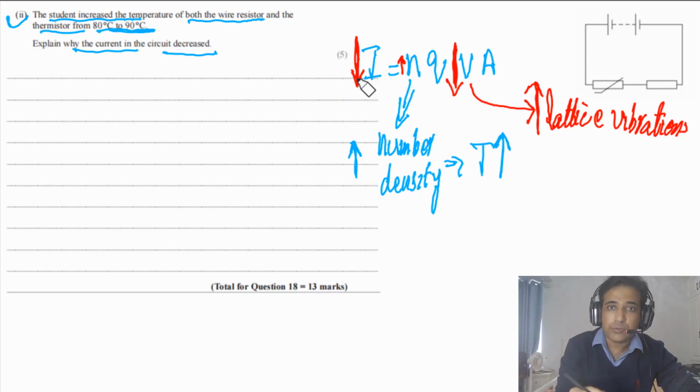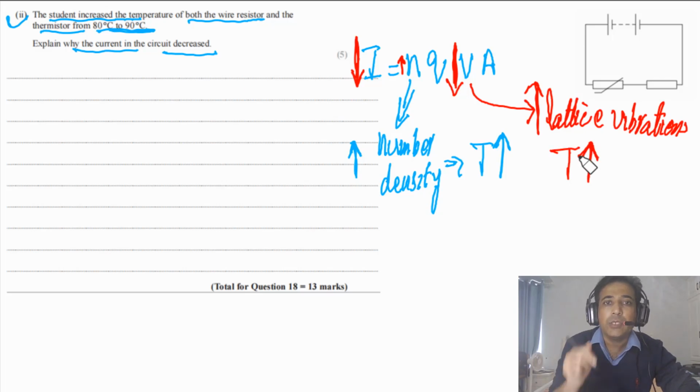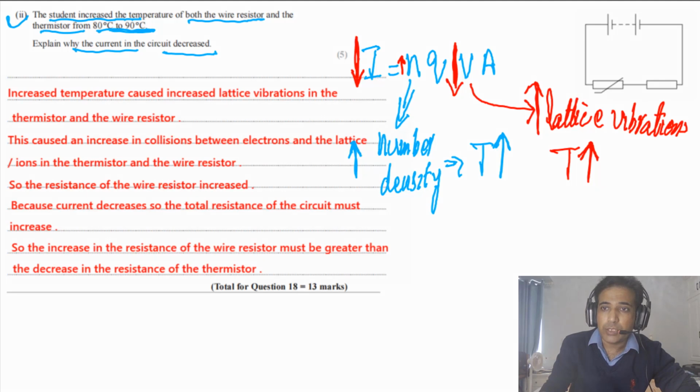So lattice vibrations increase with temperature. So this point we can also write down. So if you have understanding of these points, now we can write down the answer. Let me show you the answer, how you can answer this question. This question has 5 marks. So these points we can mention. So you can look at these points.